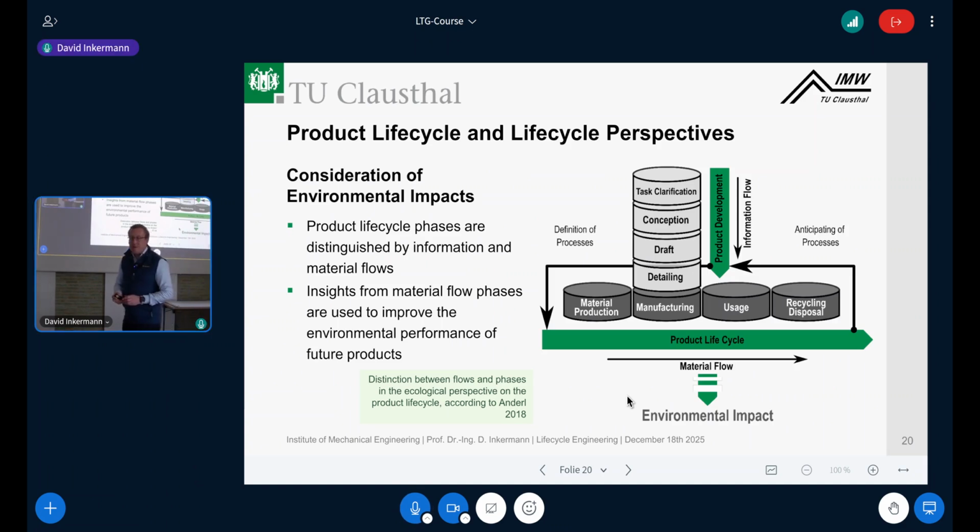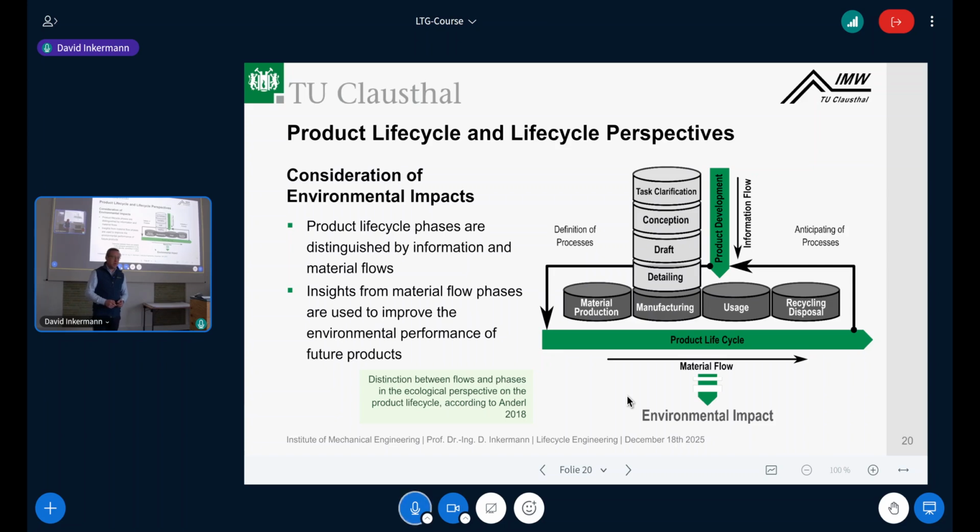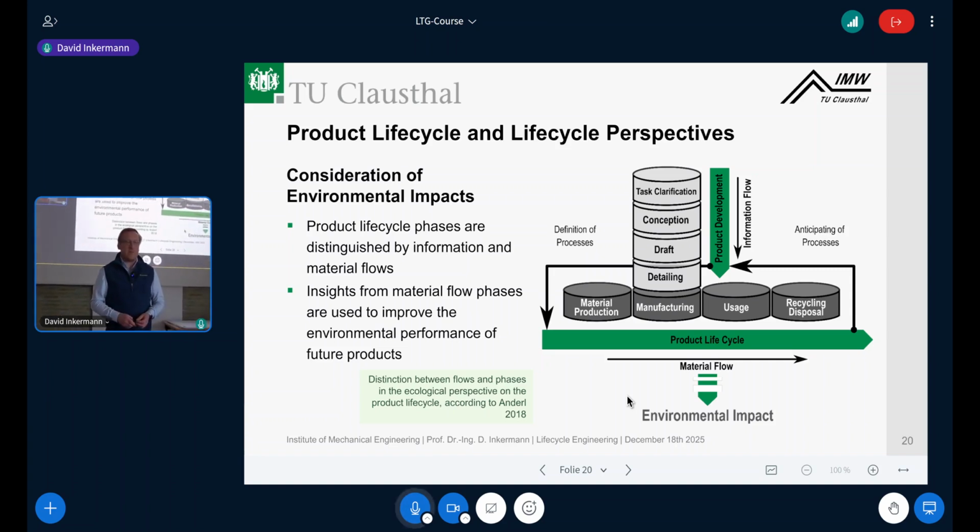Then let's take a look at the environmental perspective. That is where we are considering the environmental impact. That can be different dimensions that you take. It can be CO2 emissions, but also other metrics that you can use. And here, again, you can see it's driven from the product development perspective. That is where we have to plan. That's to be considered as an information flow, and this information flow is basically driving our development process.